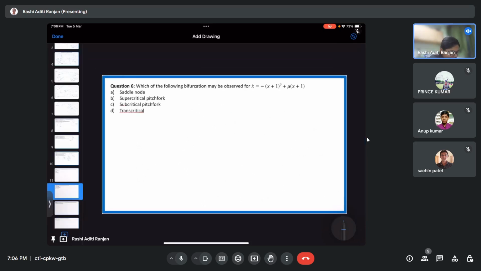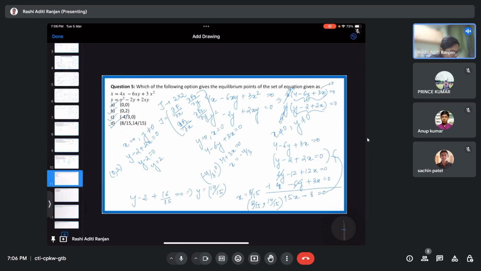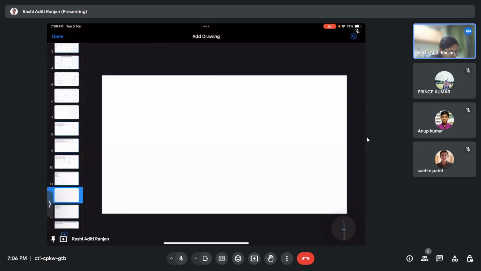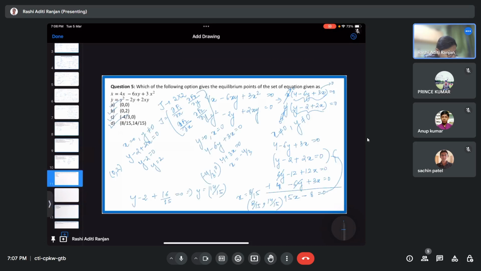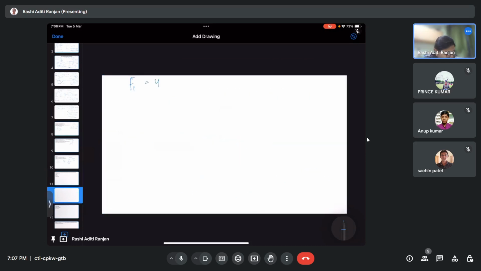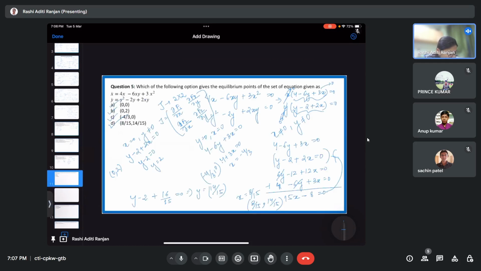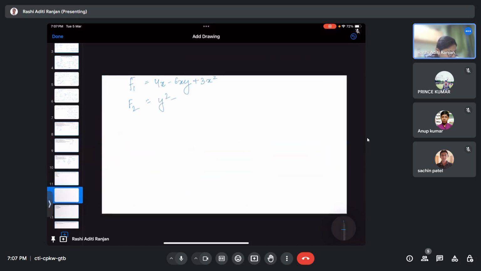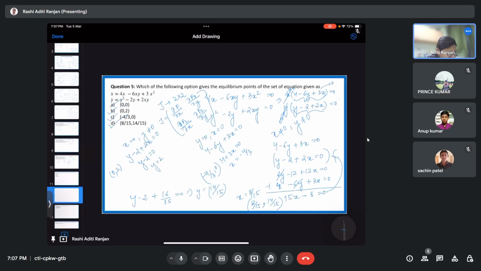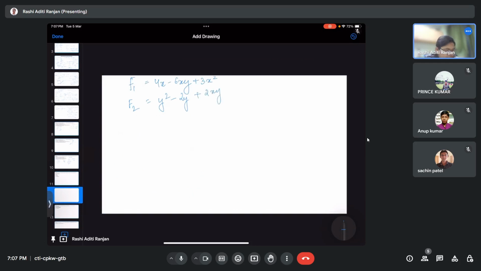Or let us do one thing. I'll just discuss one with you. It will be easy for you, isn't it? So you have your f1 as 4x minus 6xy plus 3x square. And then you have your f2 as y square minus 2y plus 2xy.